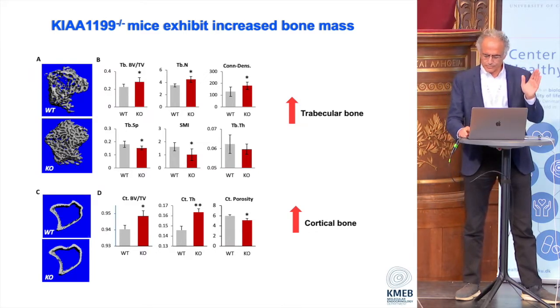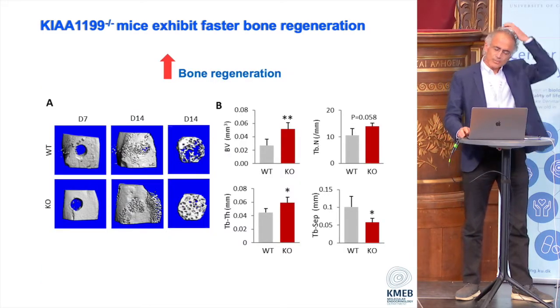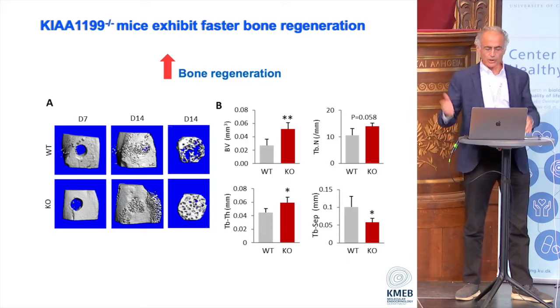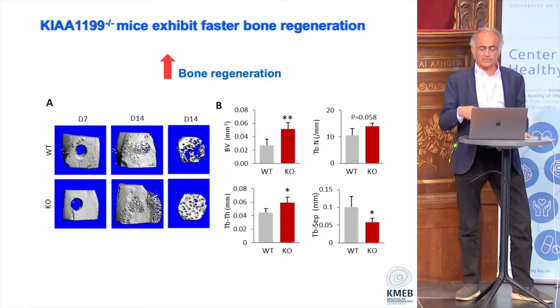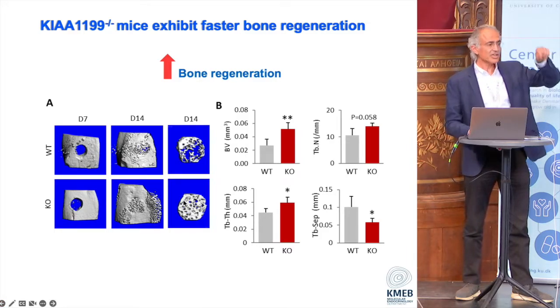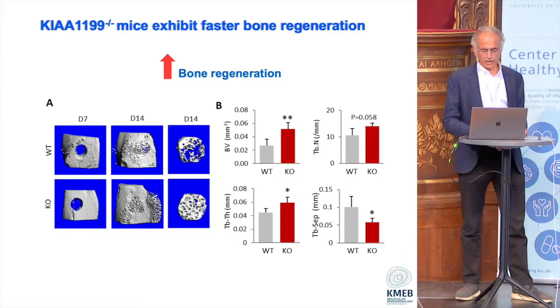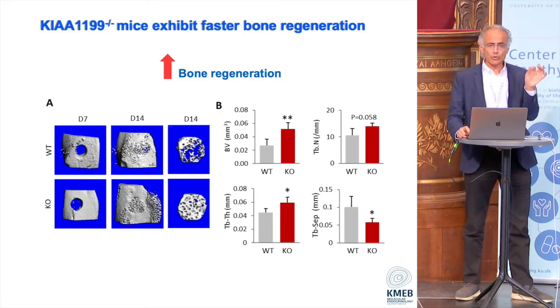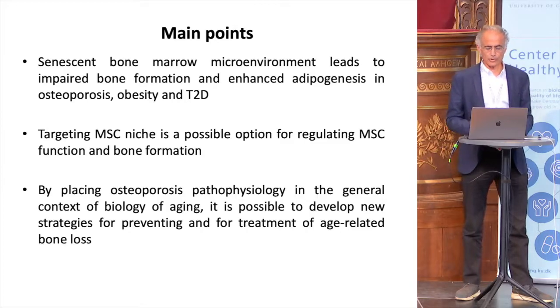Because of time, I can't go into details about the mechanism, but I can take it during the question part. But also here, to show that these mice that are deficient of KIAA1199 actually have improved bone regeneration, following the same model of creating a tibial defect in mice. I think I have given you a flavor of where we stand, at least in my group, related to using the insight that we have from aging to target and improve bone formation in the clinical condition of osteoporosis.